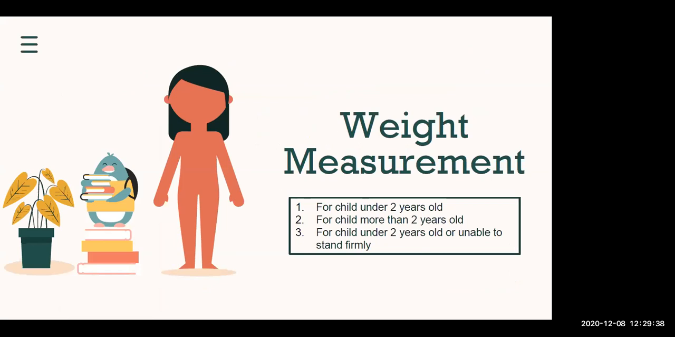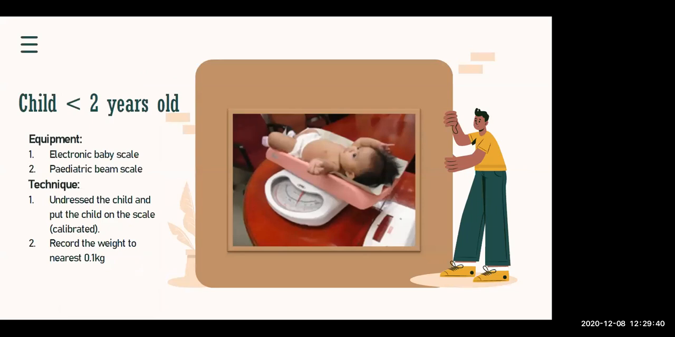First, for the child under 2 years old, we use an electronic baby scale or pediatric beam scale to measure the weight. First, we ask the mother to undress the child and leave the child naked. Then we put the baby on the calibrated scale and we record the measurement to the nearest 0.1 kilogram.